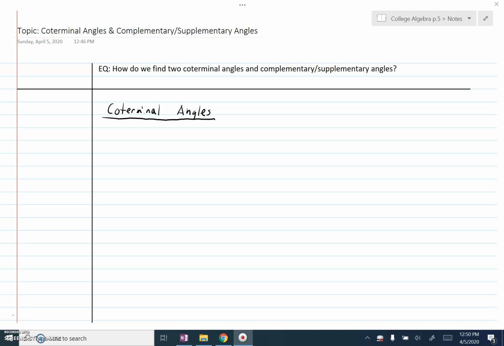So the first thing, I have the topic up there. I have the essential question. I typed them up so it's easier to read. And then we're going to look at coterminal angles, what that is. So we talked about it a little bit. We looked at radians for the first time, but coterminal angles are angles where the terminal side ends at the same place, basically.